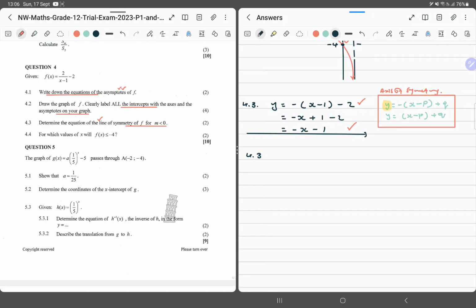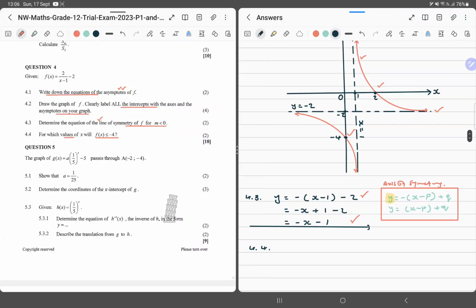Okay, so 4.4 says, for which value or values of x will f of x be less than or equal to minus 4? Basically, this means it's either at minus 4 or below minus 4. So this is only in that section. Okay? Can you see that segment? This is where our f of x is less than or equal to minus 4.